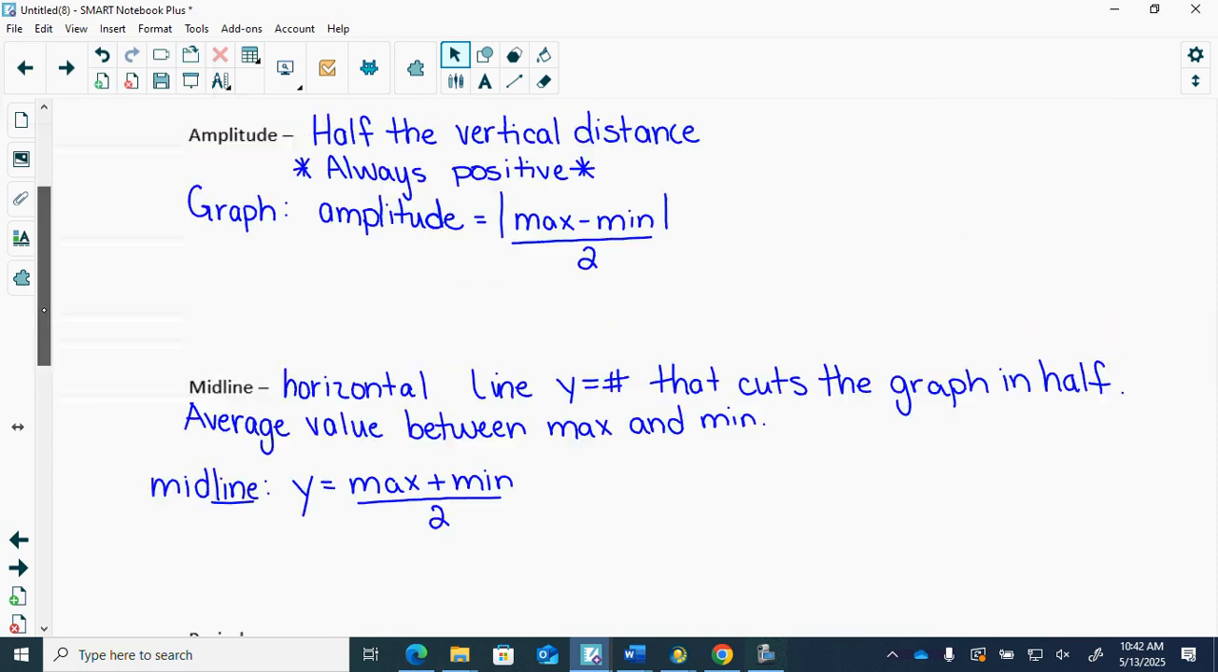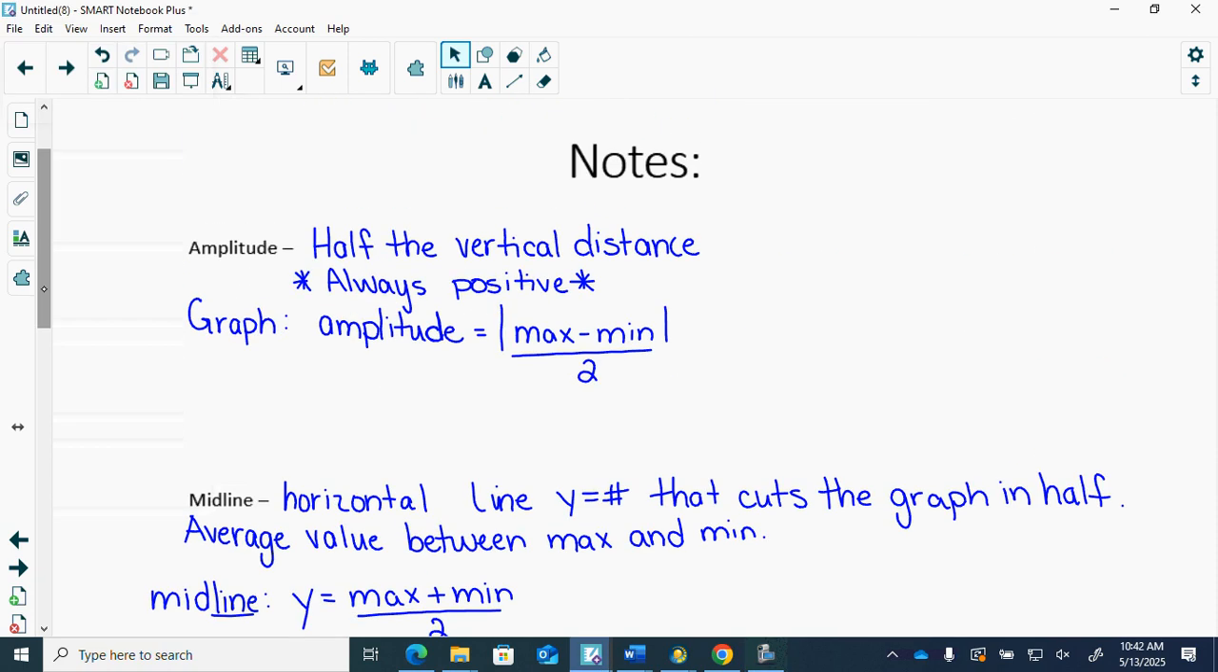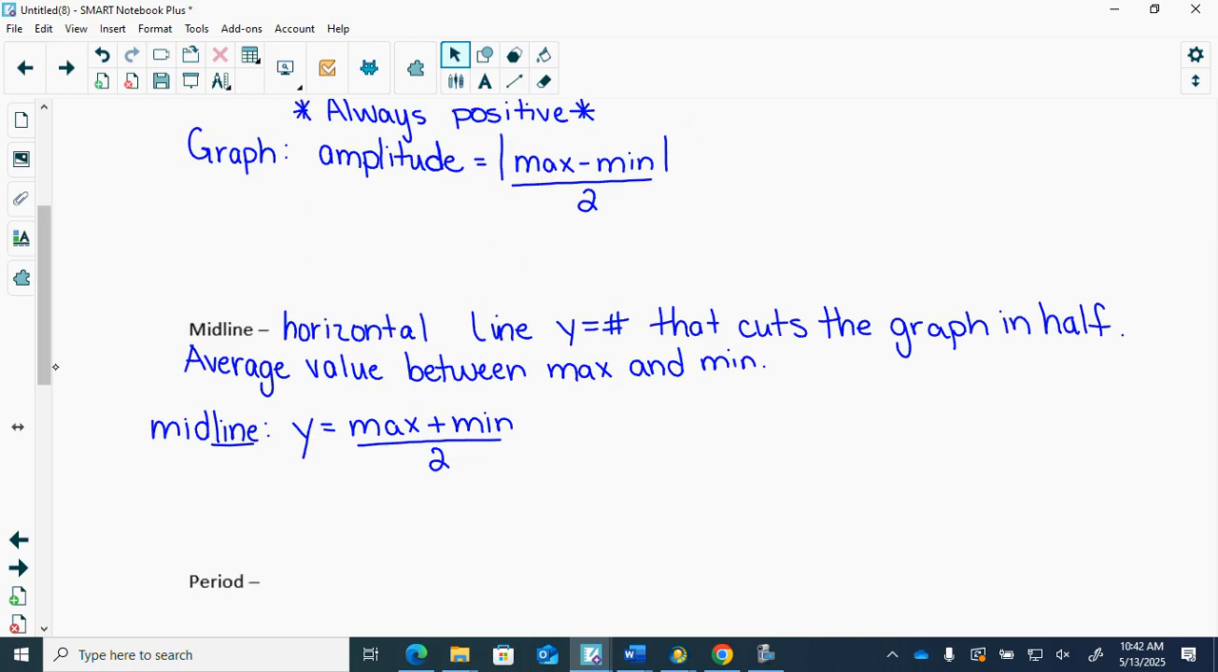The amplitude we talked about, it's always positive, it's half the vertical distance. So if I counted that vertical distance divided by 2, I'd have the amplitude, correct? Or I could use the absolute values of the max minus min divided by 2. Then we talked about the midline. The midline is the average between the maximum and minimum, right, Grady? Yep. So if we take those two values and we add them up and we divide by 2, we would get that average, correct? All right.